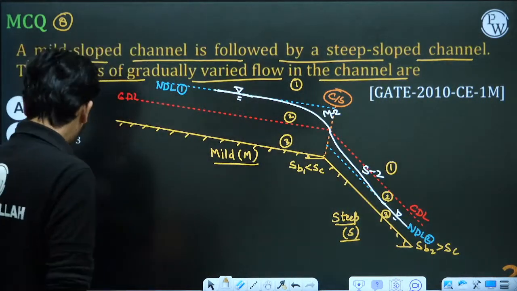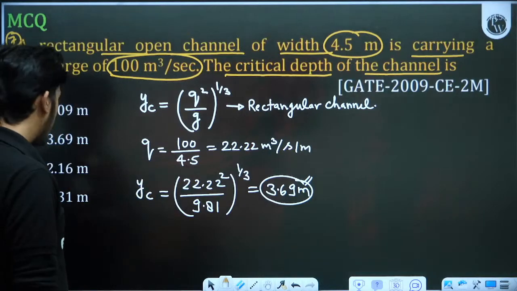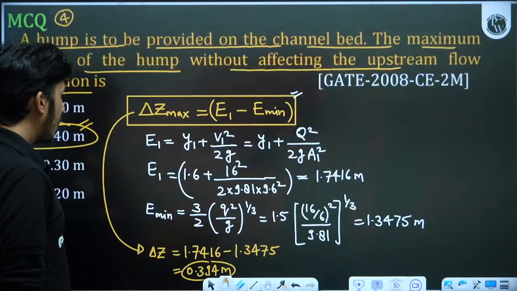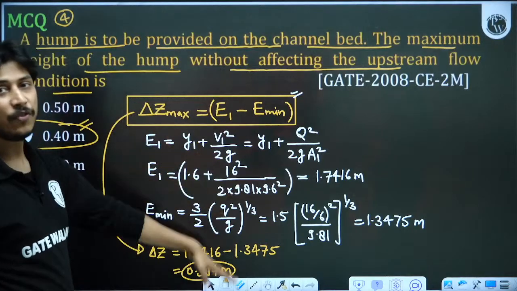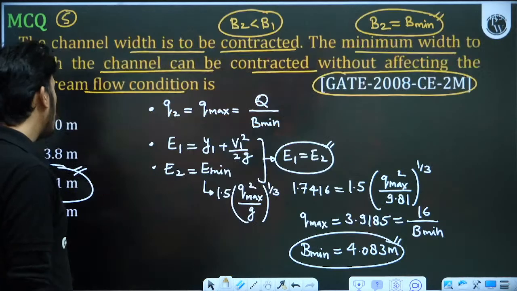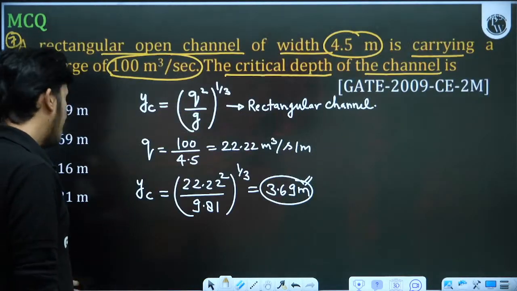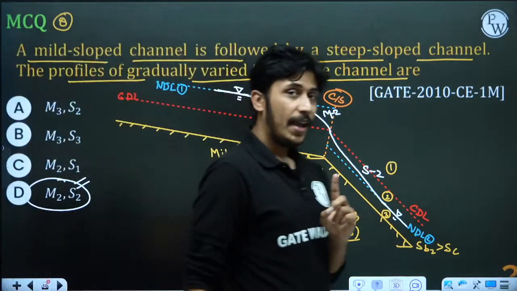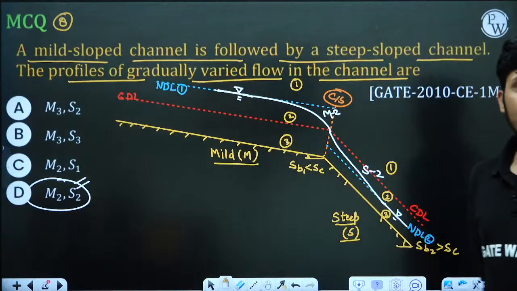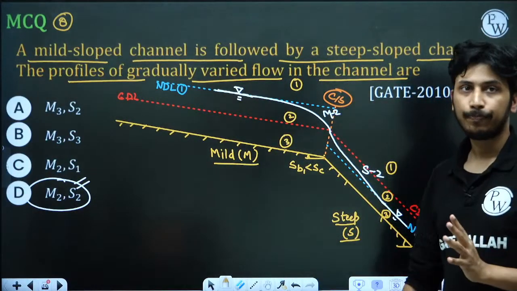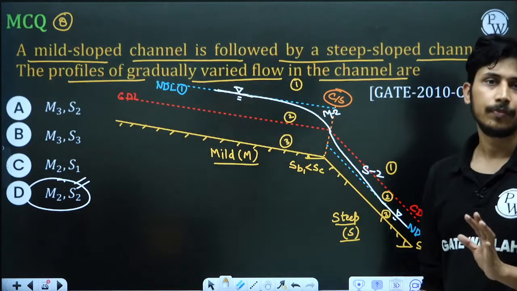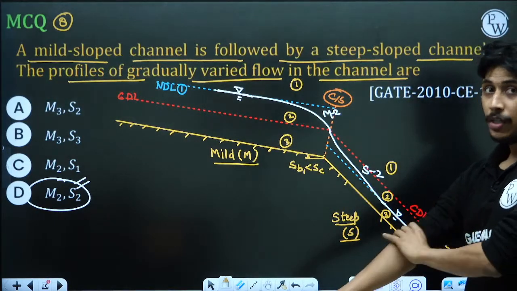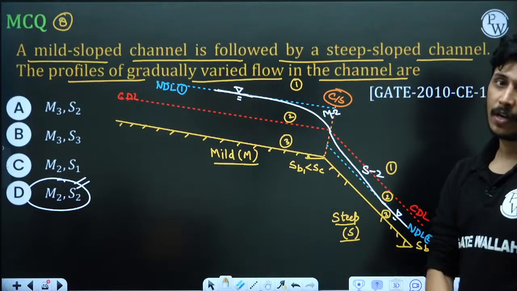In previous questions, I have not made the diagram. Here I have not made the diagram. Even in the hump question, in the width contraction, I have not made the diagram, because there is no confusion. If you do not make the diagram, you will not do the wrong things. But in flow profile, whenever there is a break in grade, always make the diagram. Because here if you have not made the diagram, you will definitely make a mistake. So don't give a random answer whenever a flow profile question is there.